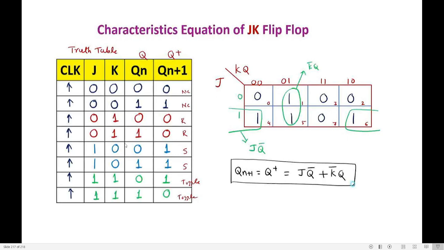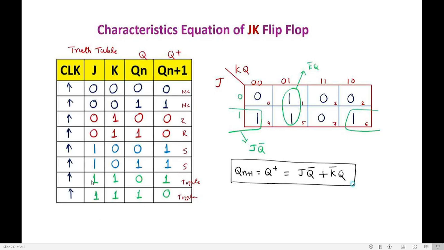JK flip-flop is similar to SR flip-flop. When J and K are zeros, there will not be any change. Q of n plus 1 is the same as Q of n. J is similar to S, K is similar to reset, R. So when K is 1, it means reset is 1, so reset the circuit. When J is 1, it means set is 1, so set the circuit. Whereas in SR flip-flop, when S and R both are 1s, it is invalid.